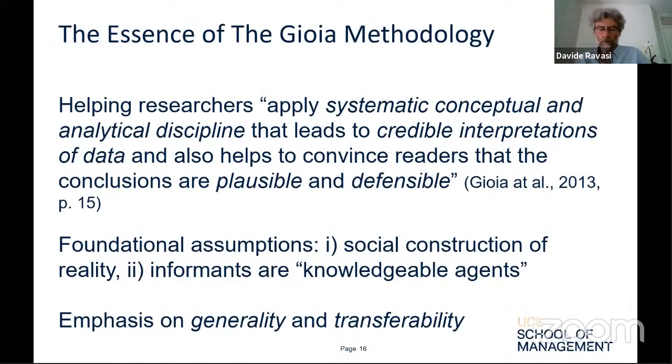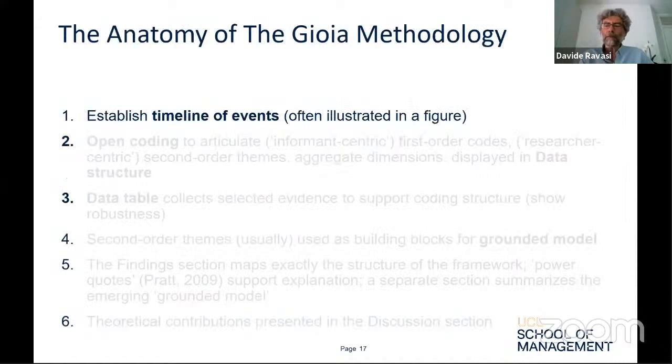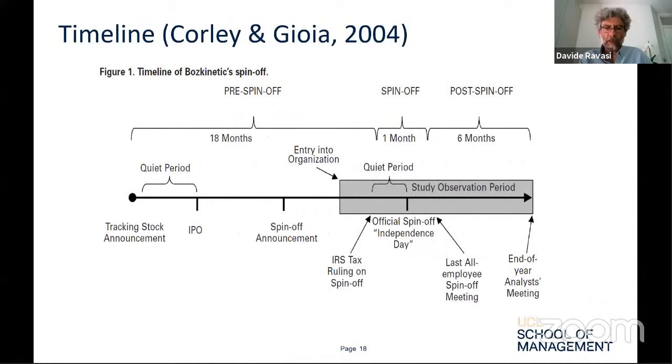Okay. Now, if you look at it, and I will use Corley and Gioia 2004, because that seems to me to be the archetypal paper in which this methodology was adopted. The first step is usually establishing a timeline of events. What do I mean by a timeline of events?